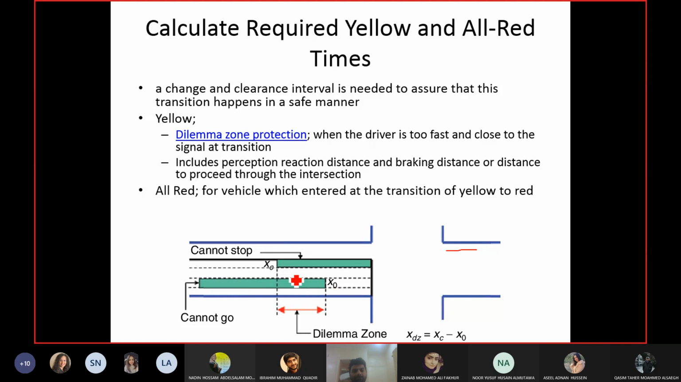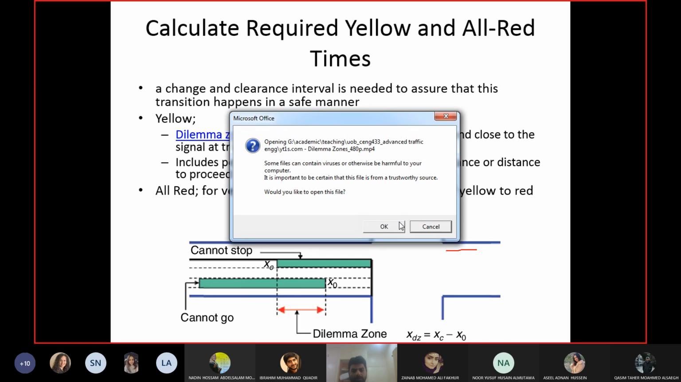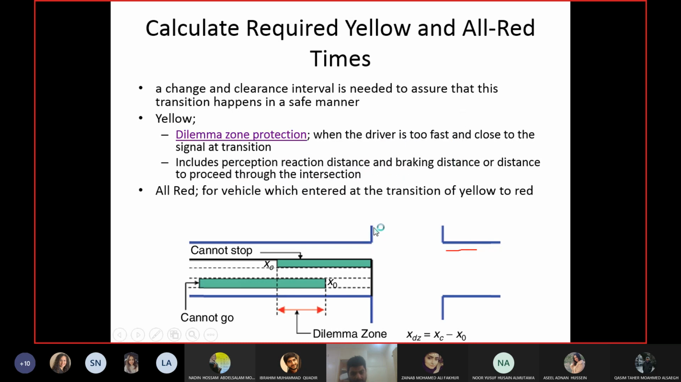Okay, and dilemma zone is when these two distances are overlapping. So the distance at which you cannot stop and the distance at which you cannot go, if there is an overlapping between them, that is a dilemma zone. Okay, I have a video which is showing something relative to the dilemma zone.